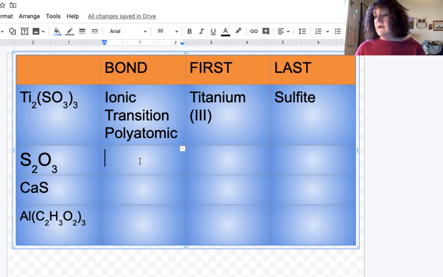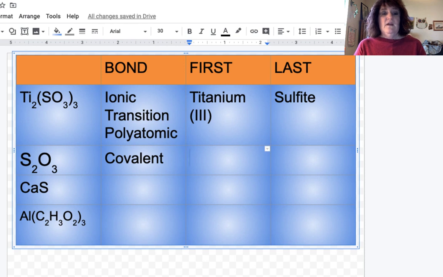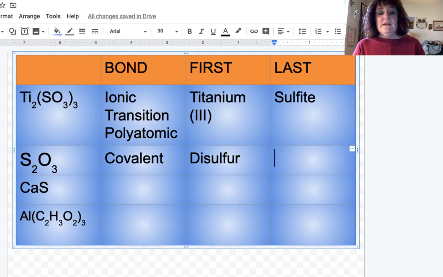S2O3. Well, it only has two capitals, so I don't know if it's ionic or covalent, but sulfur and oxygen are both nonmetals, so this is automatically covalent. Then I have to think prefixes, right? Covalent has different rules. So the 2 is disulfur, and the 3 is trioxide.